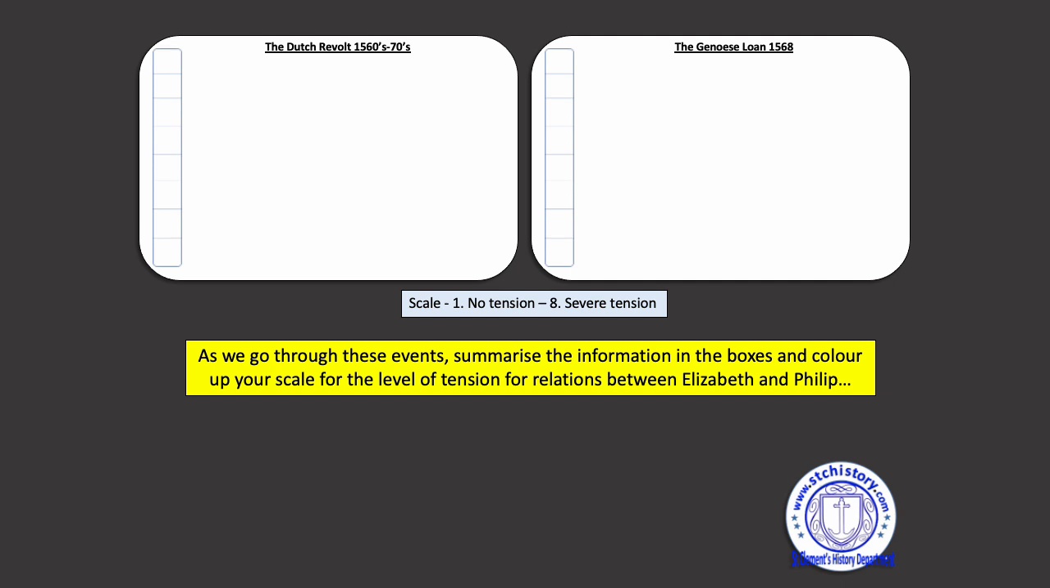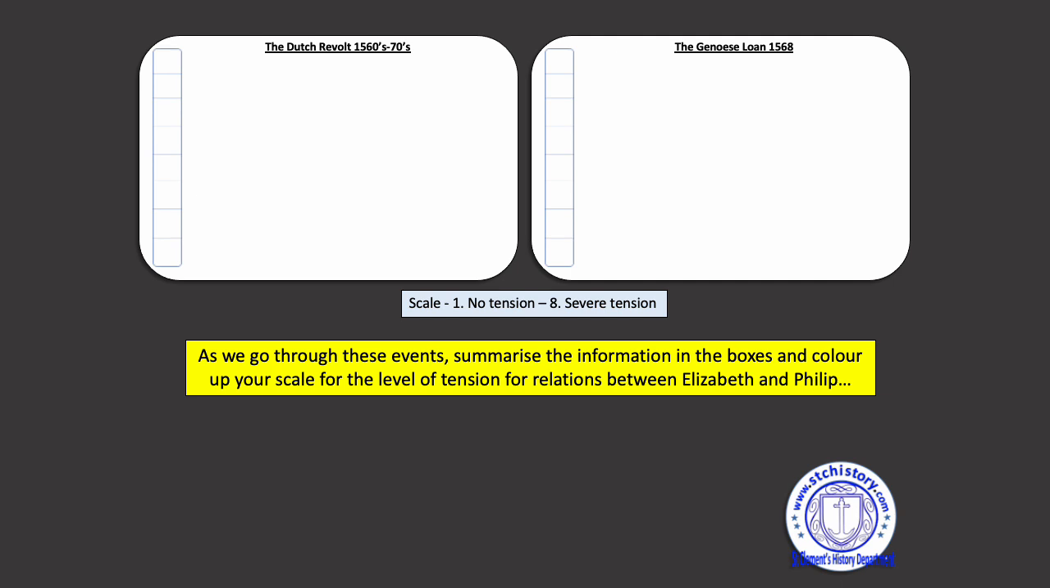So if you are using this video on Google Classroom, you will have these documents uploaded as well. If you're not, and you're just using your book or any other form of making these notes, these little tension diagrams are going to be useful as we go through the next bit of the story to make some summary notes in the boxes, so for the Dutch Revolt and for the Genoese loan, and colour up in those boxes. The higher up you go, the more tense or the more dangerous the situation is. So if you think something, for example, is no worry at all, then maybe just colour in the bottom box. See it as a scale.